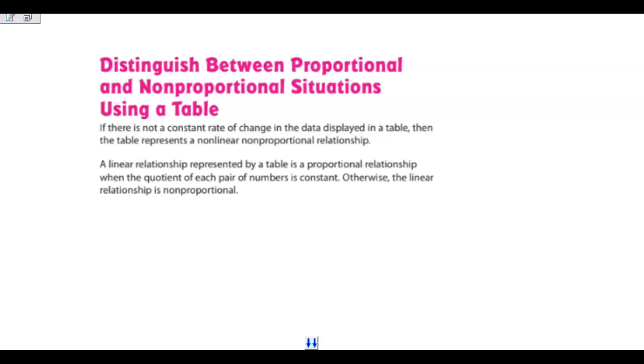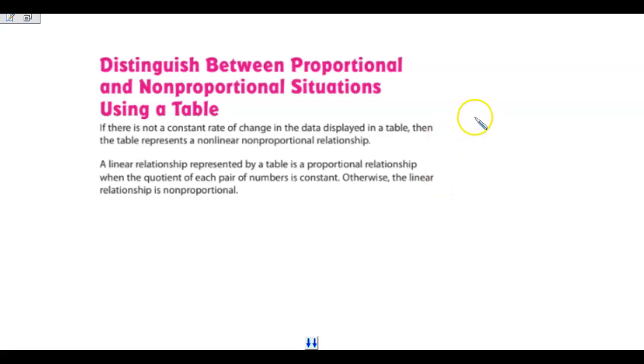Welcome back to part 2 of proportional and non-proportional relationships and situations. Today we're going to distinguish between the proportional and non-proportional situations using a table. One thing to keep in mind is if there is not a constant rate of change in the data displayed in the table, then the table represents a nonlinear, non-proportional relationship.